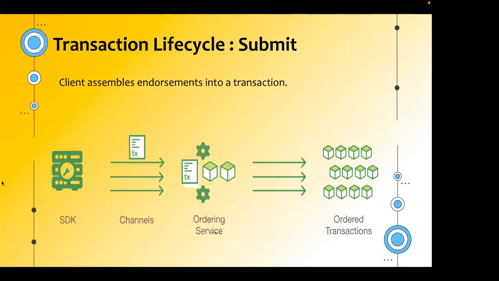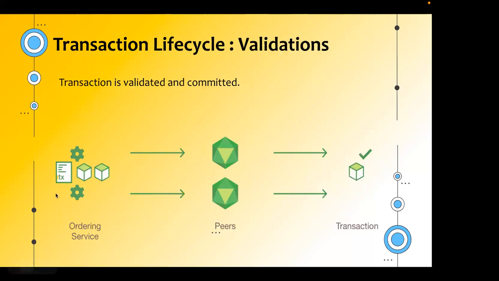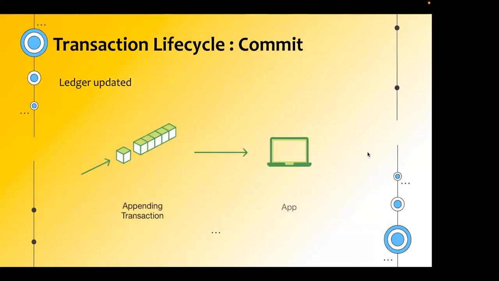Then submit. Your SDK will submit that transaction on the channel to the ordering service. The ordering service will order those transactions, and once the ordering is done, it creates the block. After that, those blocks will go to the peers for the commitment. Here the validation will happen. Once the validation is done, it is committed to the ledger. Once it is committed to the ledger, your client will get a notification that your transaction was successful. This is the transaction ID.